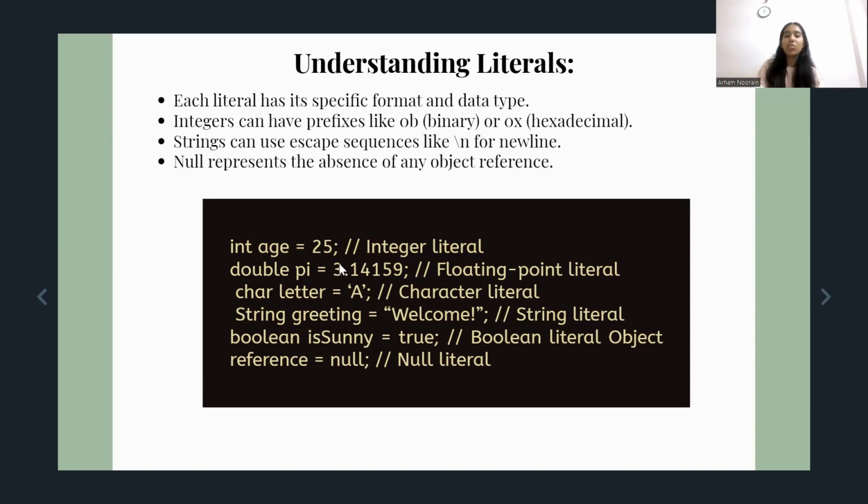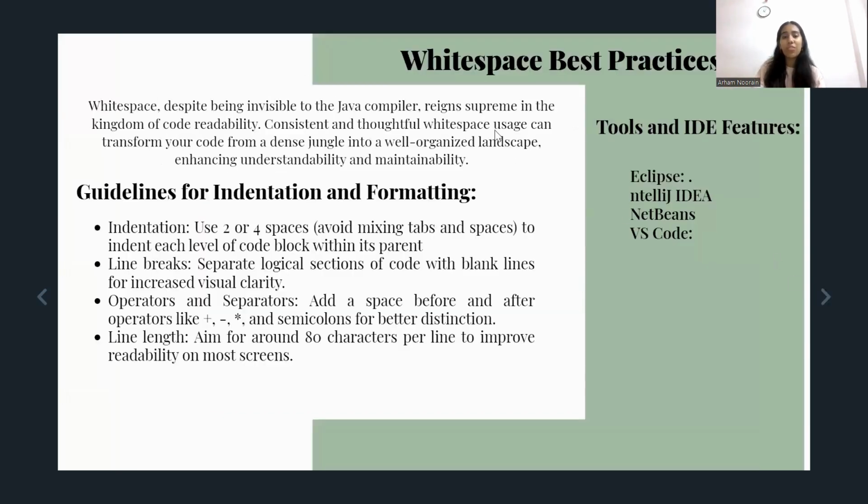Here, int age is equal to 25. It's an integer literal. Double pi, 3.14159, is a floating point literal. A character literal is a single character. String greeting is given as welcome in double inverted commas. Boolean isSunny is true. If it is not sunny, then it may give a false. For a reference, we may give null or an actual value.